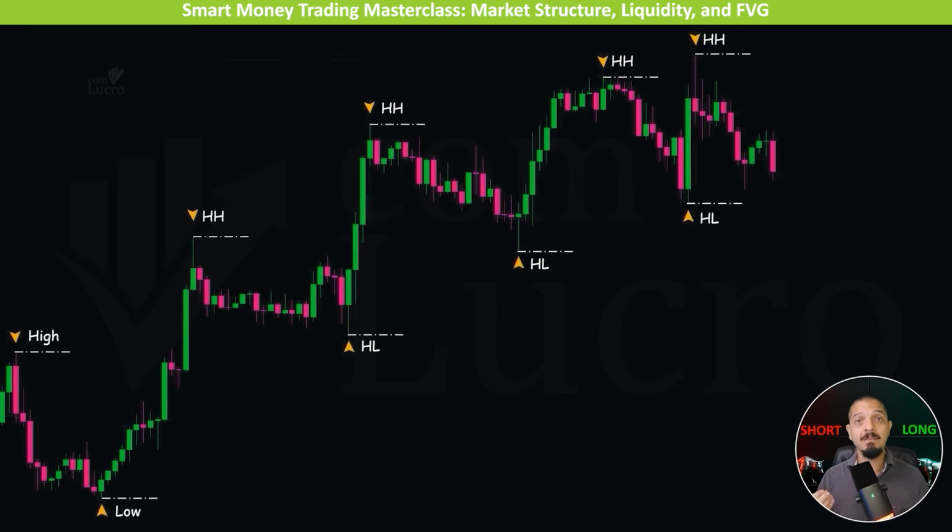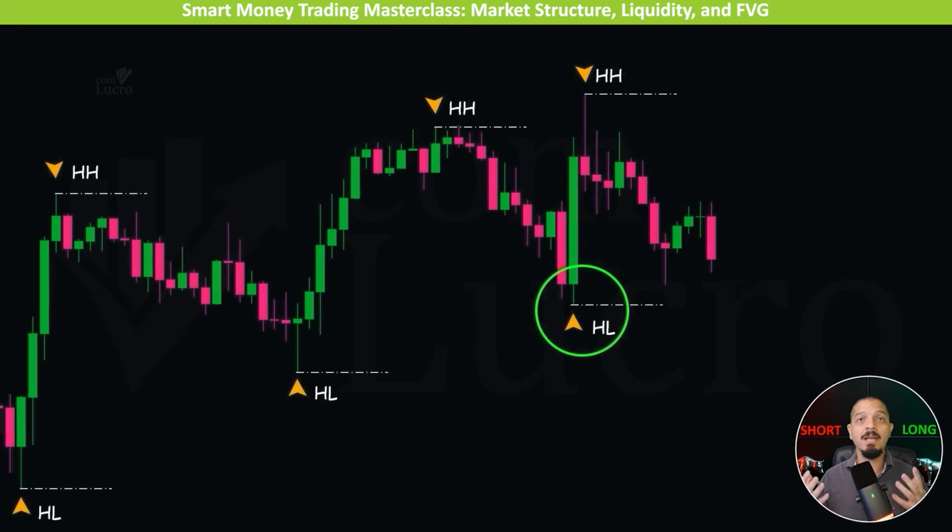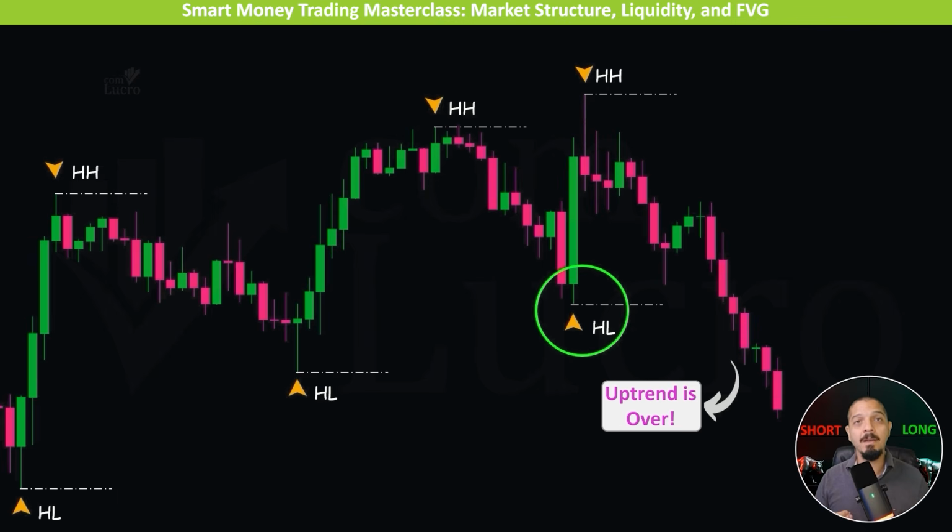The uptrend stays valid as long as the most recent swing low remains intact. But once sellers gain strength and price breaks below that level, the trend is considered broken. For instance, if price falls through this important low, right here, the uptrend may be coming to an end.